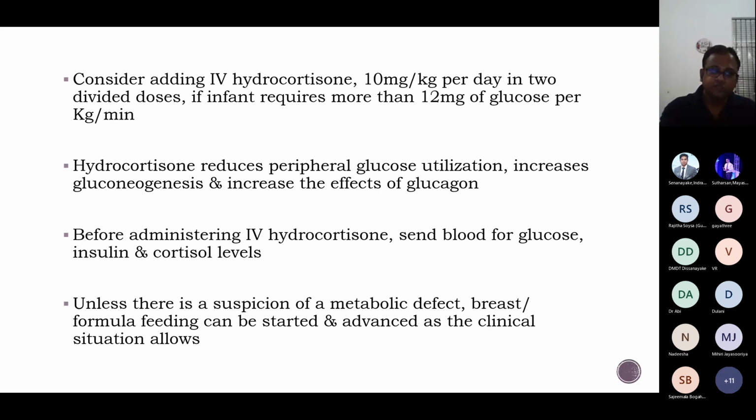So how does it act? It reduces peripheral glucose utilization, increases gluconeogenesis, and increases the effects of glucagon. Again, before administering IV hydrocortisone, you have to send blood for glucose, insulin, and cortisol levels. And if you don't suspect a metabolic defect, you can continue your breastfeeding or formula.